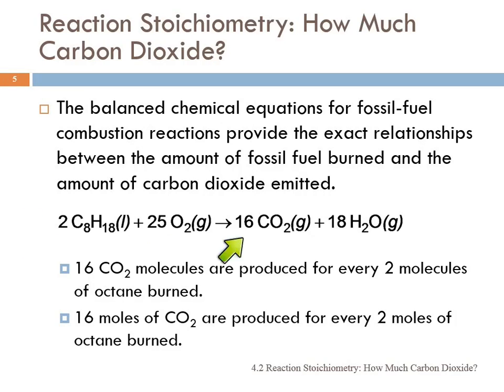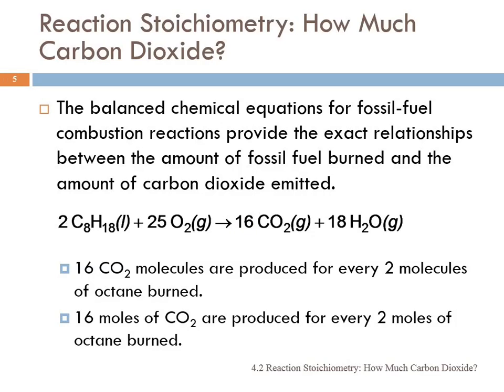So we have this balanced chemical reaction that provides exact relationships between the amount of fossil fuel burned and the amount of carbon dioxide given off. So, this is balanced. And what we see is that for every 2 of these molecules, what do you suppose the name of this guy is? C8H18? Octane. It's got 8 carbons. So for every 2 of these molecules, we're going to get 16 carbon dioxide molecules.